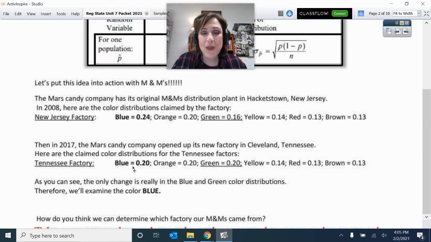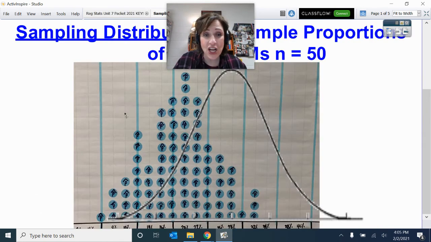Mind blown. So whenever I looked at my M&Ms, sure enough, they came from Cleveland, Tennessee. And so the fact that I had all of my samples centered somewhere different than where I thought they were going to be was happening because the true center was at the 20% mark.